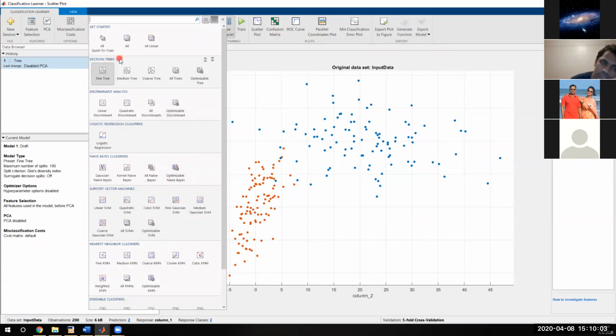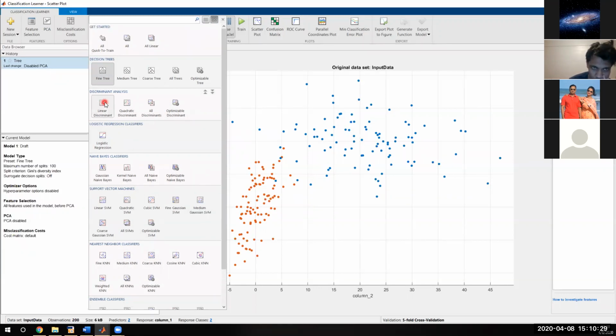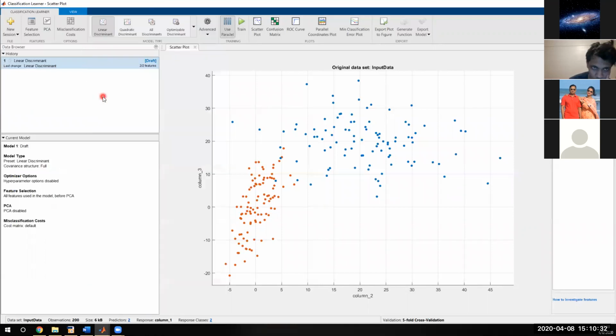See it? Decision tree I didn't include, indeed. Discriminant analysis, logistic regression, naive Bayes, SVM, nearest neighbor. See it? Most of them you've already learned. That means what, guys? You can already operate. If you're okay with writing code, you can do many things by yourself already. However, if you're lazy, fine, let's play it. For example, let's play linear discriminant, okay, and then train.